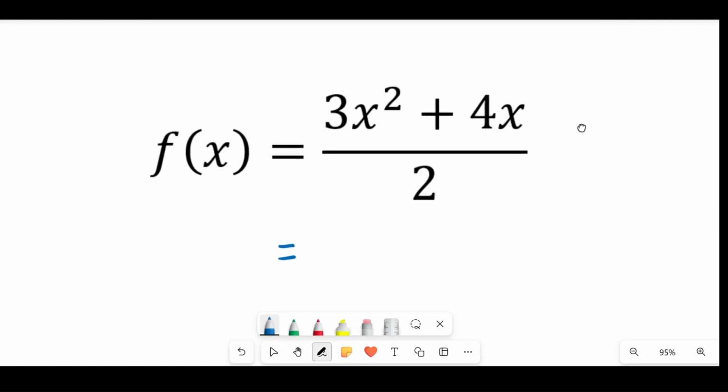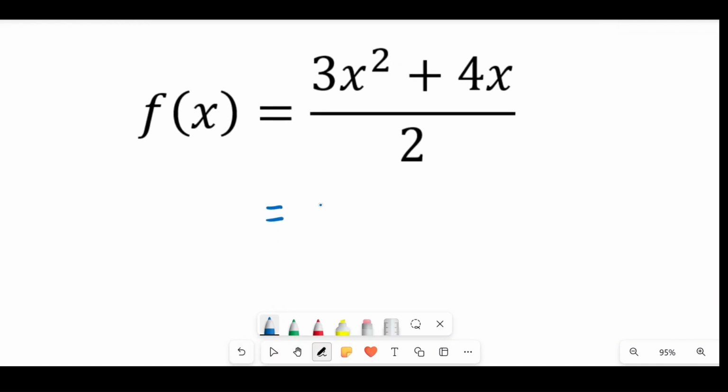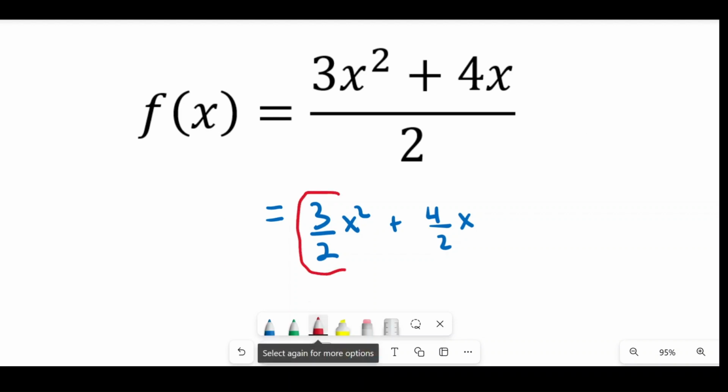So let me show you that. So we would say that this is 3 over 2 x squared plus 4 over 2 x. So the simplest and nicest way to take the derivative is by having this little power package where you have a coefficient, an exponent, and a variable. Here's another power package. Obviously, I would reduce the fraction 4 over 2.